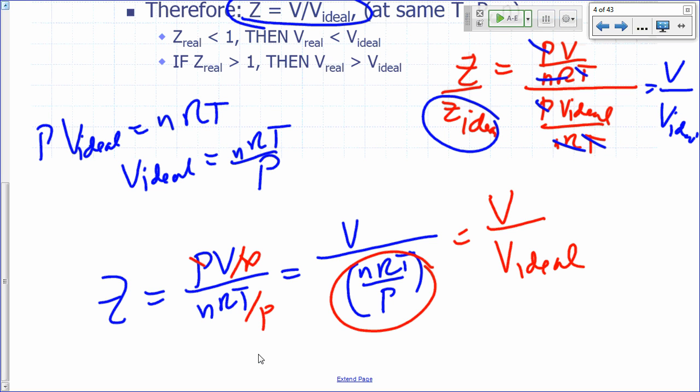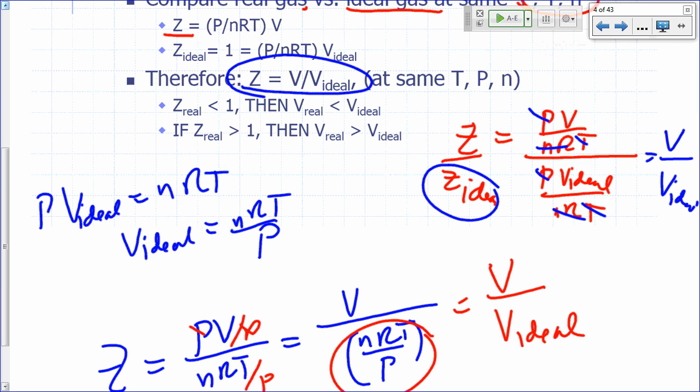So why is Z called a compression factor? Because it tells you how the volume compares with the ideal volume. So if Z is less than 1, what does it mean? Then the real volume is less than what you would expect if it were behaving ideally. If Z is greater than 1, then the actual volume, or the real volume, is bigger than what you might expect if the gas were behaving ideally.